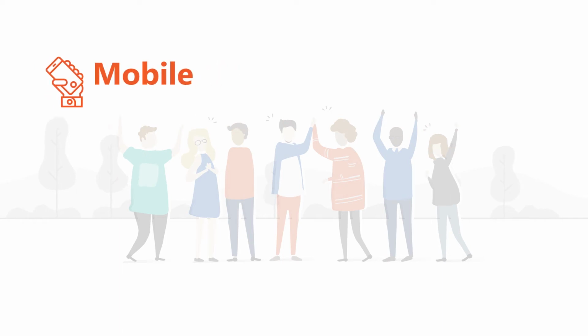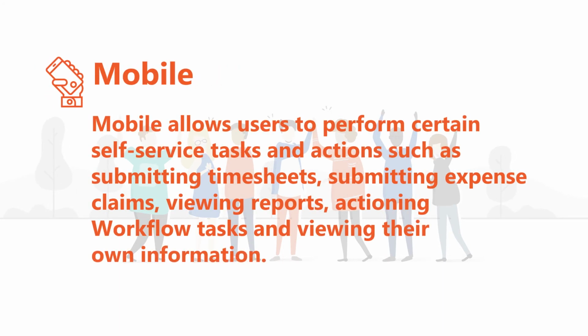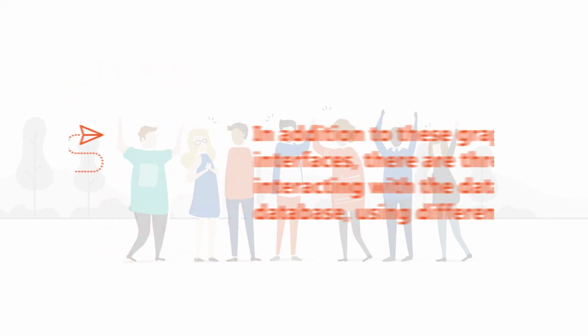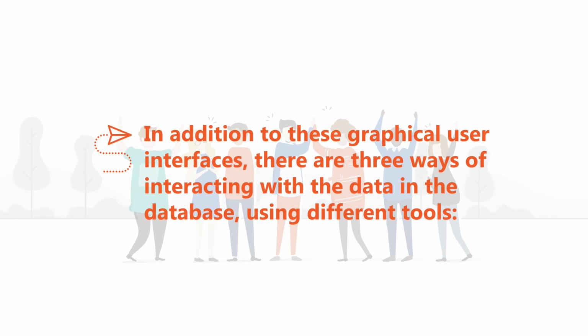Mobile allows users to perform certain self-service tasks and actions, such as submitting timesheets, submitting expense claims, viewing reports, actioning workflow tasks, and viewing their own information. In addition to these graphical user interfaces, there are three ways of interacting with the system in the database using different tools.